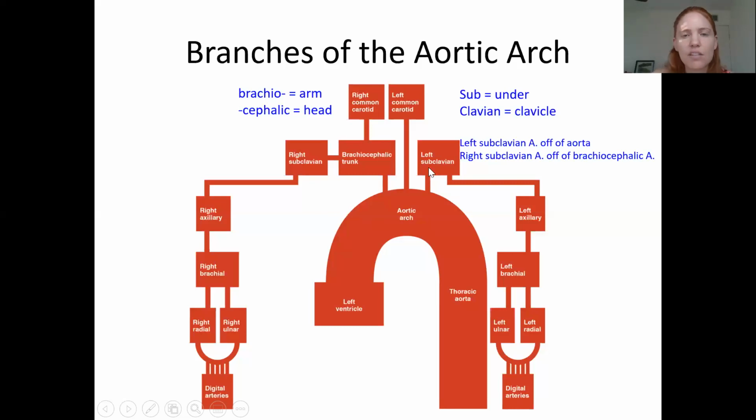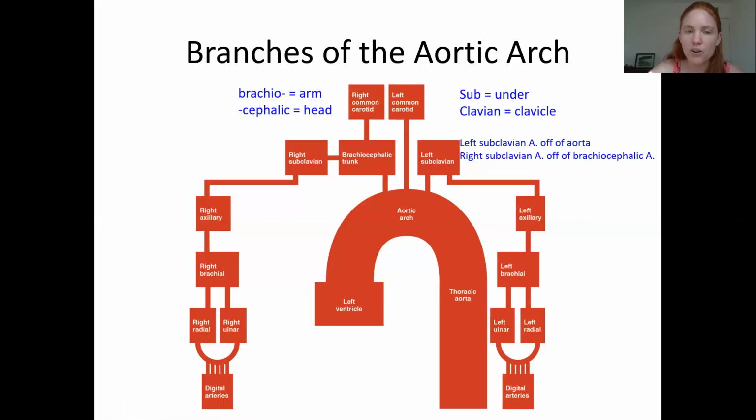side for those. The second one that requires a side is the subclavian. Now let's break that word down. Sub means under. Clavian refers to clavicle. So what this does is, as it comes up, it's going to travel right underneath the clavicle. That's where the name comes from. So that is the left subclavian artery.